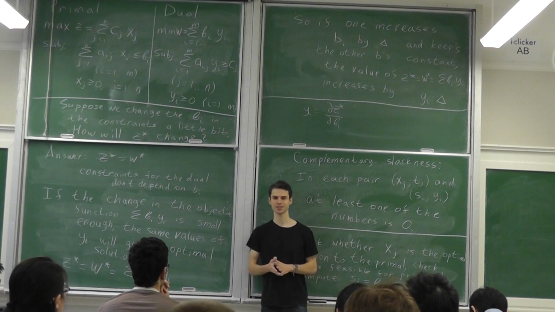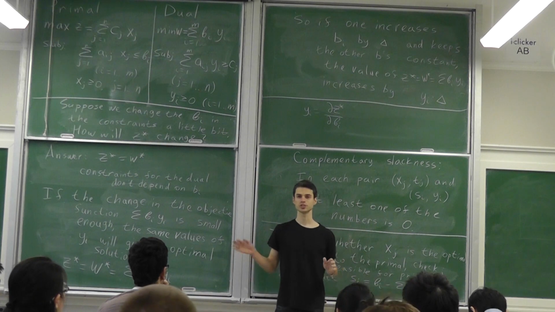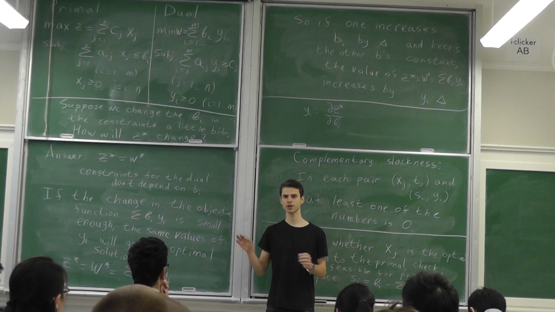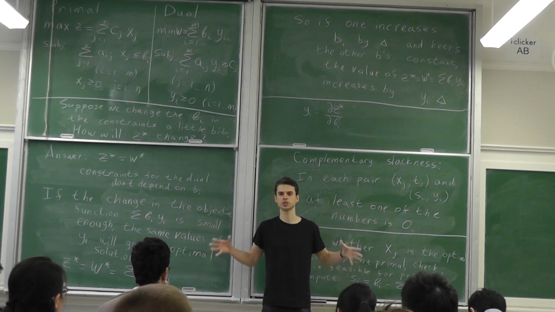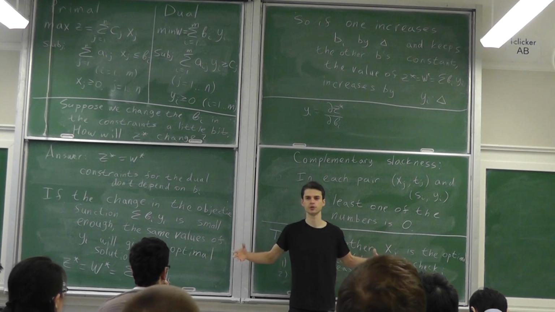And it does sound reasonable. So you increase the number of workers by 1. Now you can use a little bit more capacity. Not just 50 workers, but 51 workers. How much can you increase your profit?